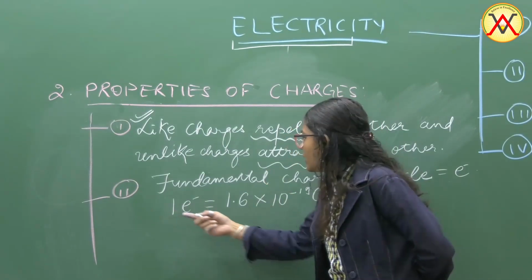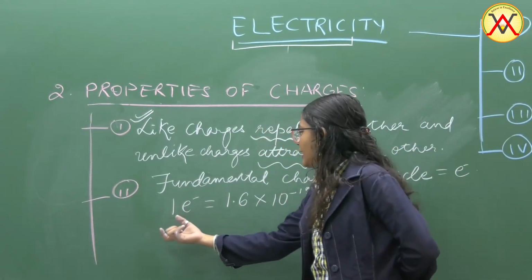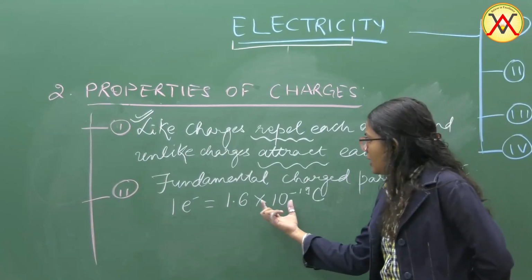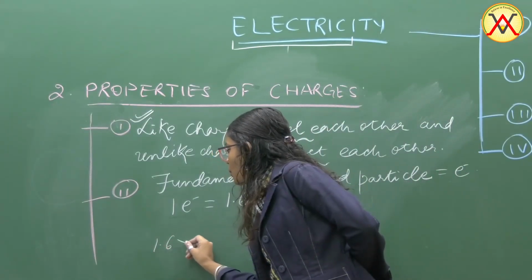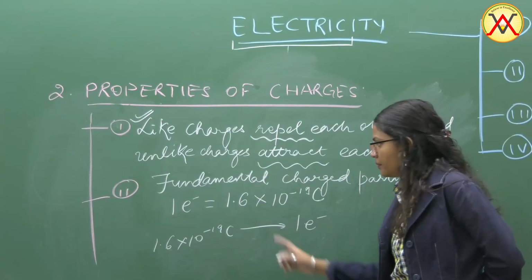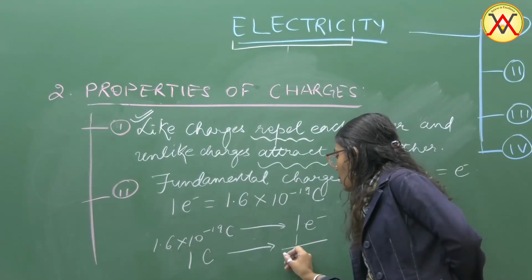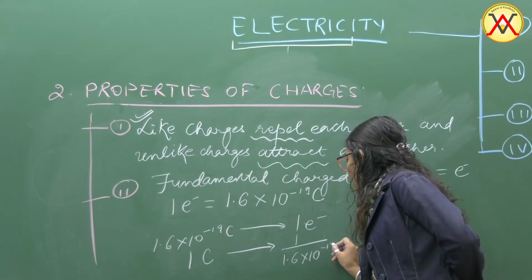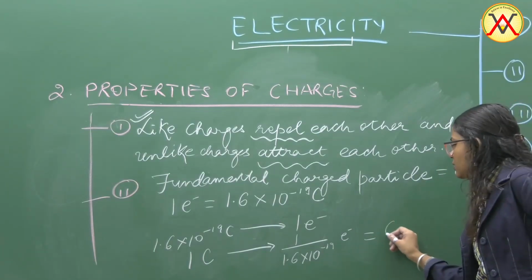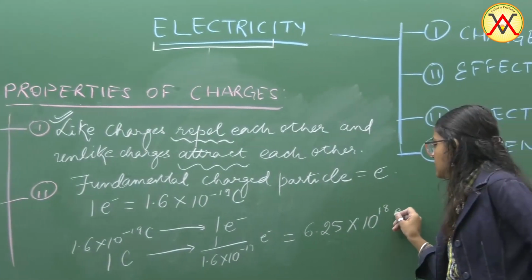Since we are saying the charge on one electron is just this much, that means there must be a large number of electrons in 1 coulomb of charge. Let's see how many electrons are comprised in 1 coulomb of charge. Can we rewrite it as 1.6 x 10^-19 coulomb is on 1 electron. Then using the simple unitary method, 1 coulomb will have 1 upon 1.6 x 10^-19 electrons. When you further solve this equation, what will we get? This equals 6.25 x 10^18 electrons.